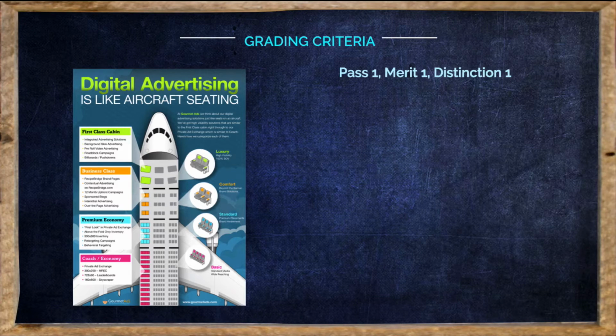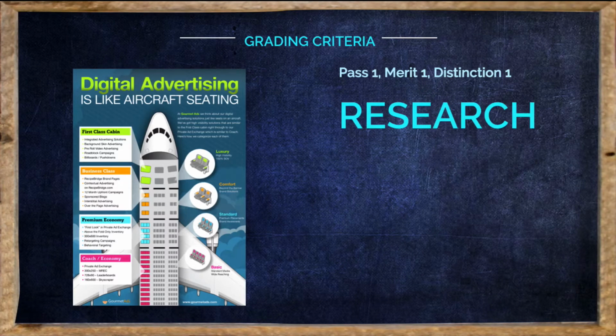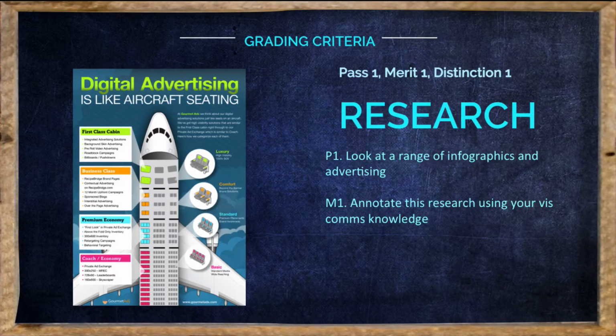So Pass 1, Merit 1, Distinction 1, basically research. Pass 1 is looking at a range of information graphics and advertising. Merit 1 is annotating the research using your visual communication knowledge. And Distinction 1, develop original, engaging final designs. It's almost exactly the same as the advertising unit.